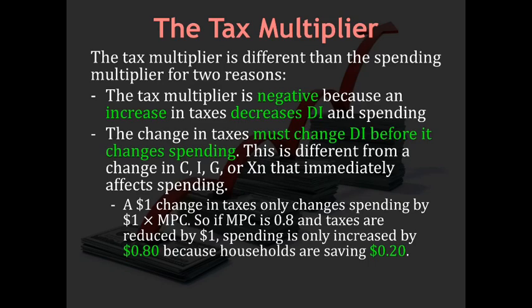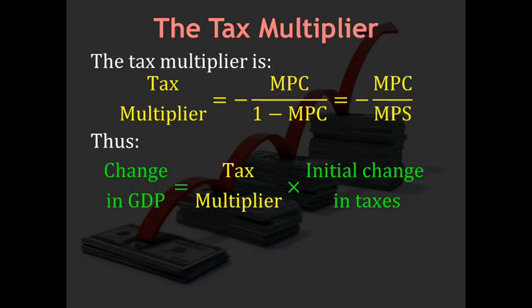So to calculate the formula for tax multiplier, it's negative MPC over 1 minus MPC, which equals negative MPC over MPS. And again, the change in GDP is equal to the tax multiplier times the initial change in taxes. Keeping in mind, an increase in taxes will decrease GDP, a decrease in taxes will increase GDP.